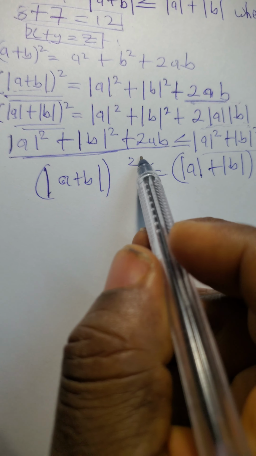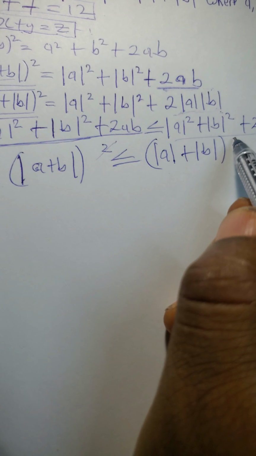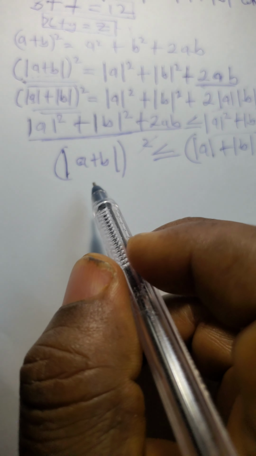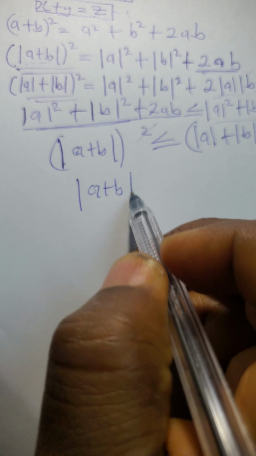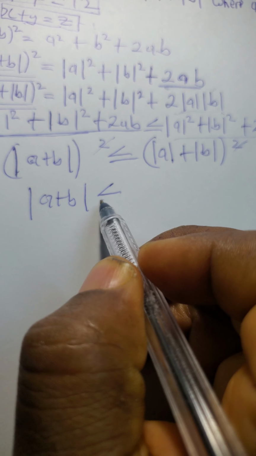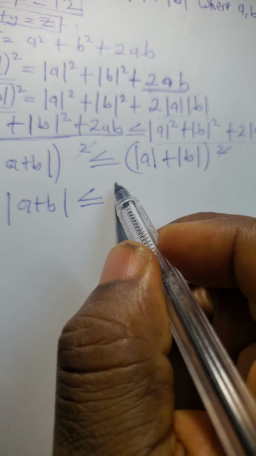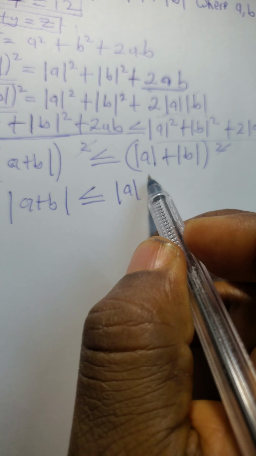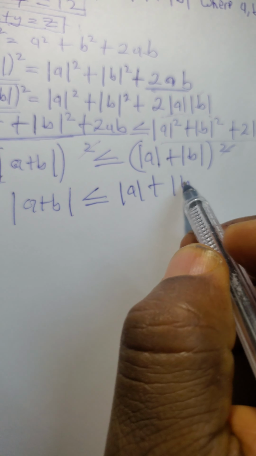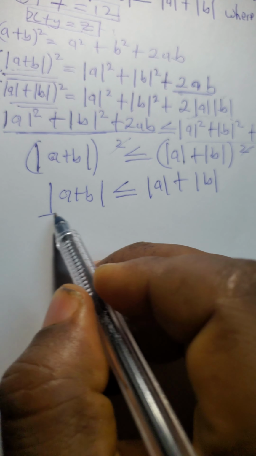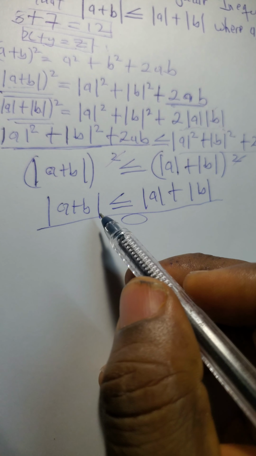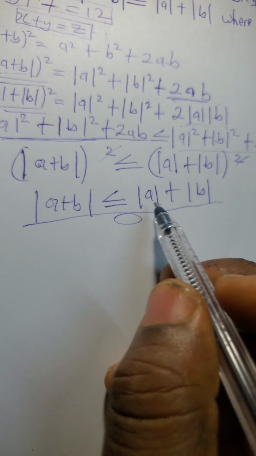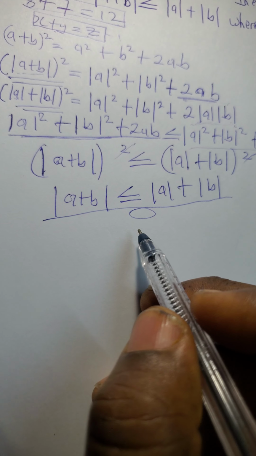Here we can see that this power will cancel on both sides of the inequality, so we are left with absolute value of the sum of a plus b less than or equal to absolute value of a plus absolute value of b. What we have here is an expression known as the triangular inequality in abstract algebra.